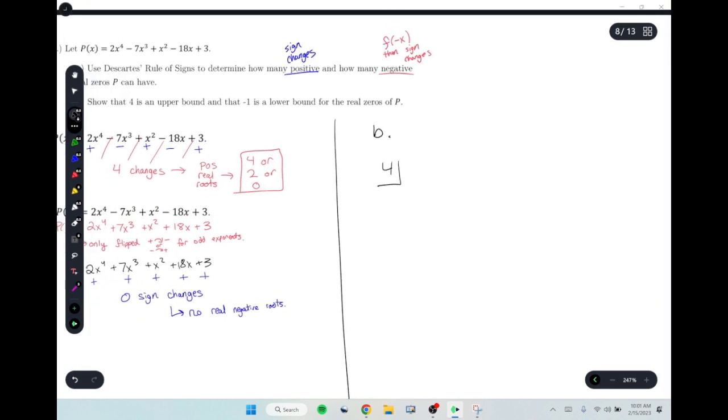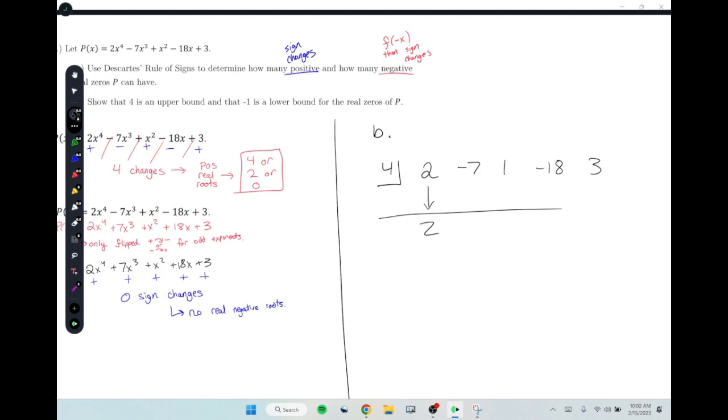4 backwards L. Any missing numbers? No. 2, negative 7, 1, negative 18, 3. Stop me if I screw up. 4, 3, 2, 1, 0. Yep, no missing numbers. 8, 1, 4, 5, 9. No, that'll be 20. Thank you. 22, 8, 11.